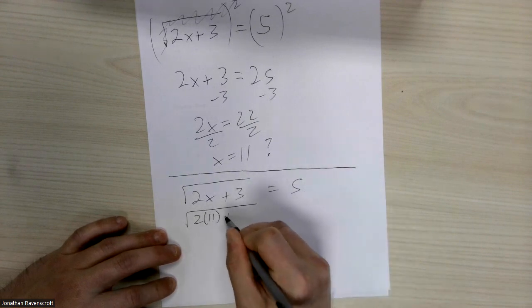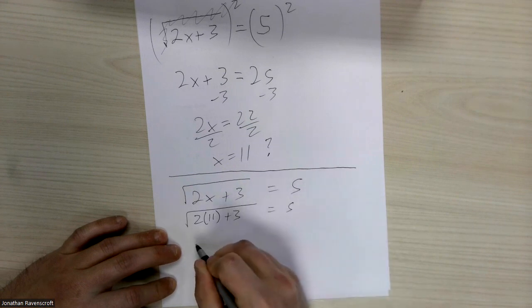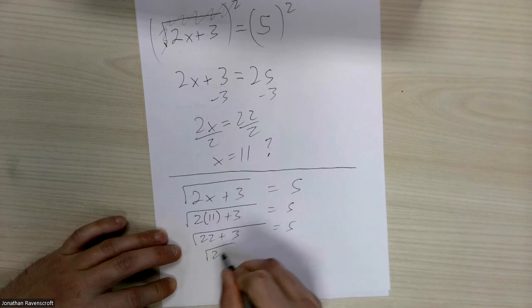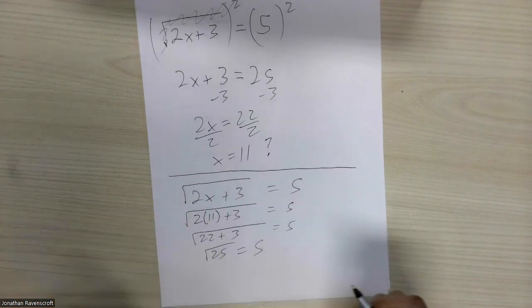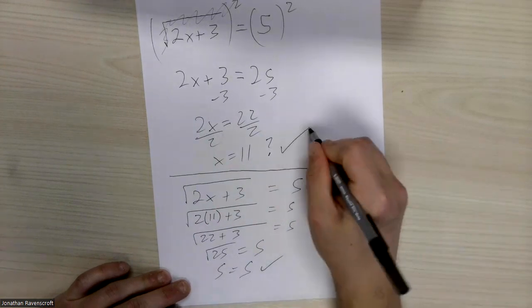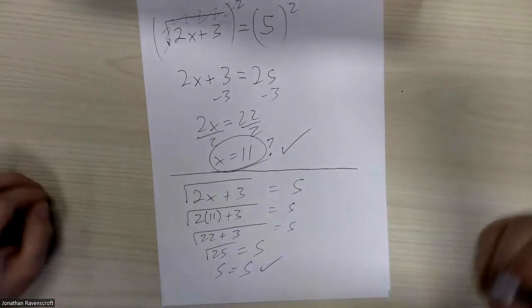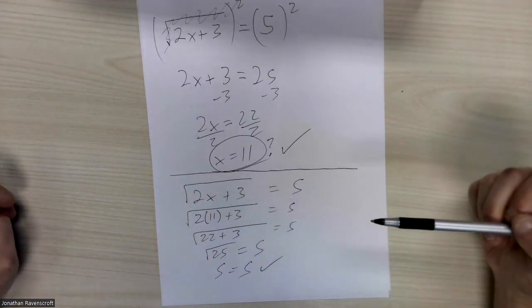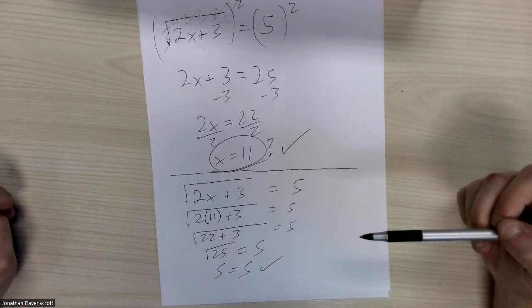2 times 11 plus 3 is 5. That's 22 plus 3 equals 5. The square root of 25 is 5, which means 5 equals 5. Which means, yes, 11 is a solution. Now, if we got something weird over here, like 6 equals 3 or something that doesn't make sense, then it would be no solution.